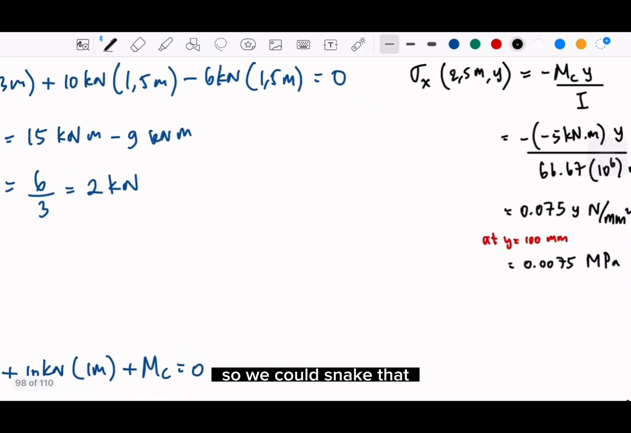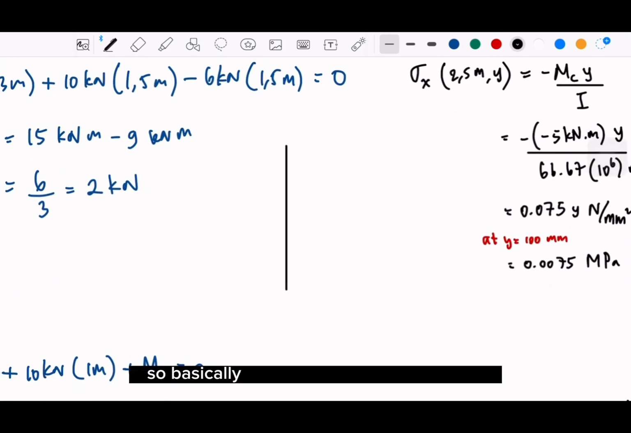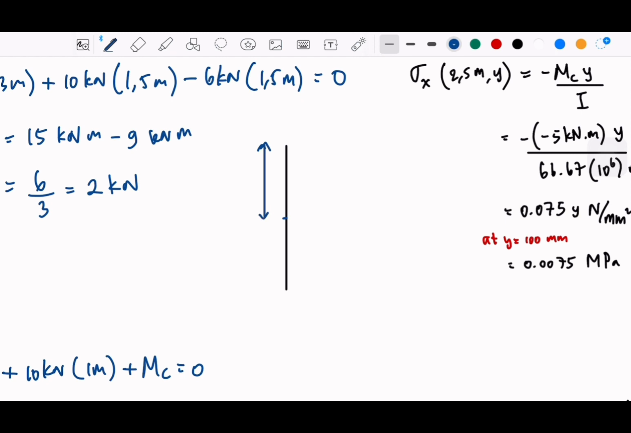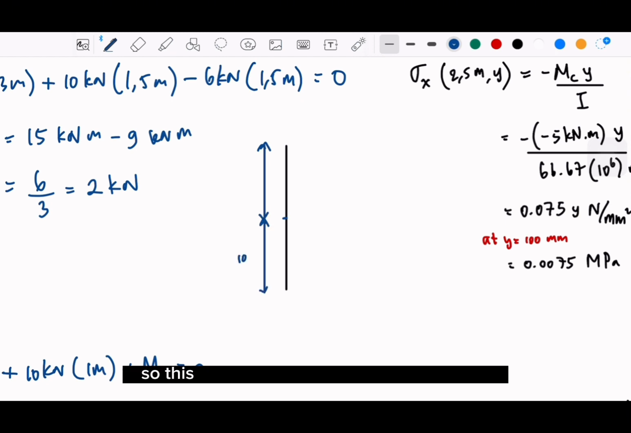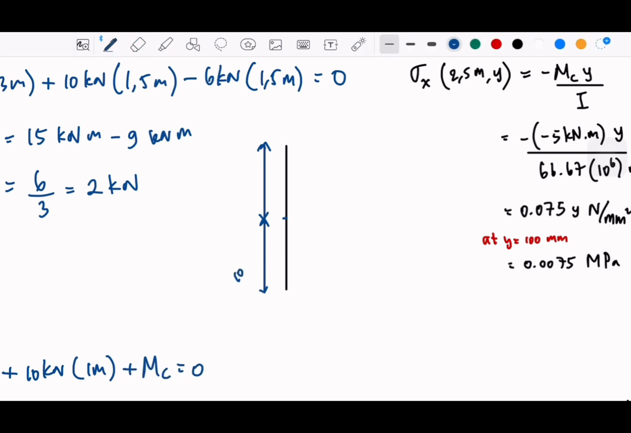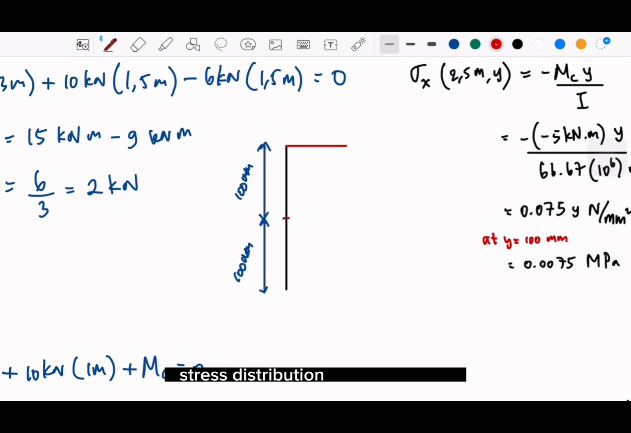Okay, and then we take this sketch for number B, make a two-dimensional sketch for the stress distribution. So we could make that. So basically, we are taking this. So this is the middle part. So this is 100 millimeter. Let me write clearly. Okay, and that's 100 millimeter. So the stress distribution will be like that.